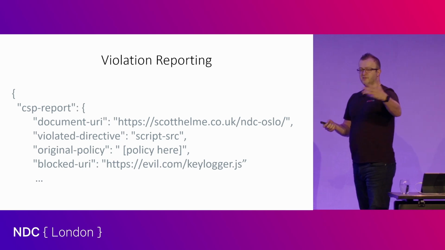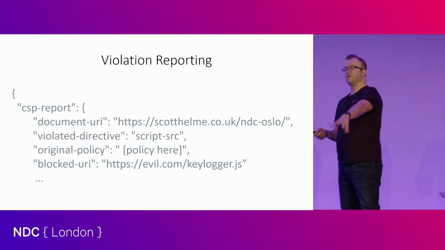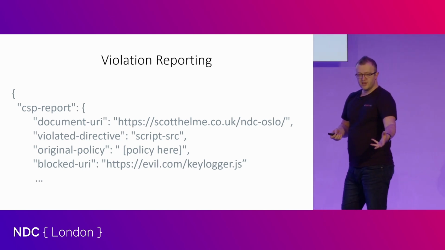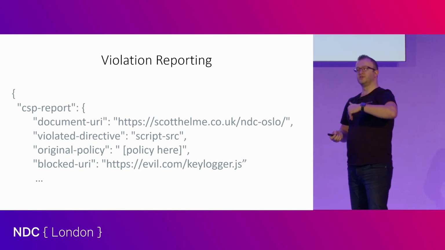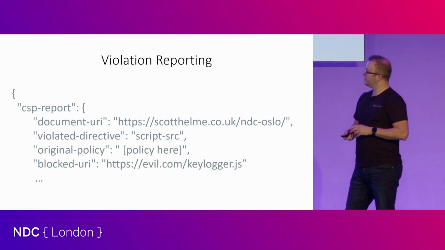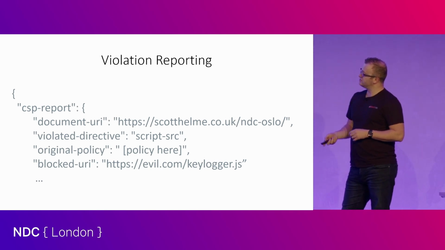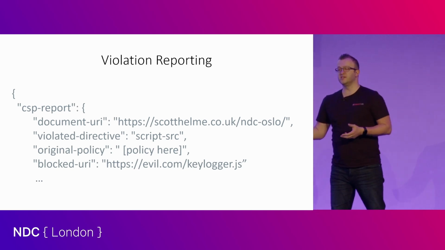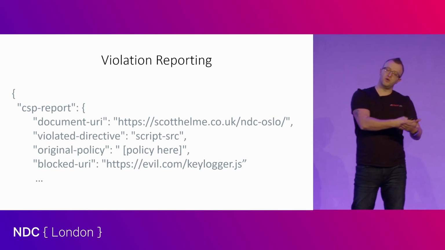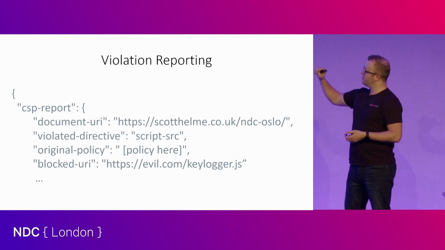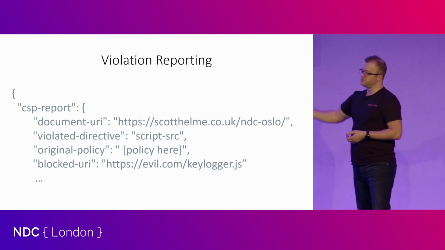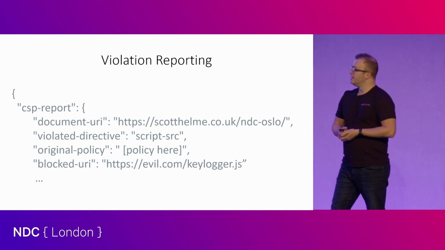So you would visit my site, something would happen in breach of the policy, a violation, and then your client would send the post with this JSON payload. It tells you, what page was I on? What was violated? The script source. It gives a copy of the original policy, because you may be referring to this later, so you want to know, well, what was the client working with at the time? So you get the original policy, and it will tell you what was blocked, among several other pieces of information in there.